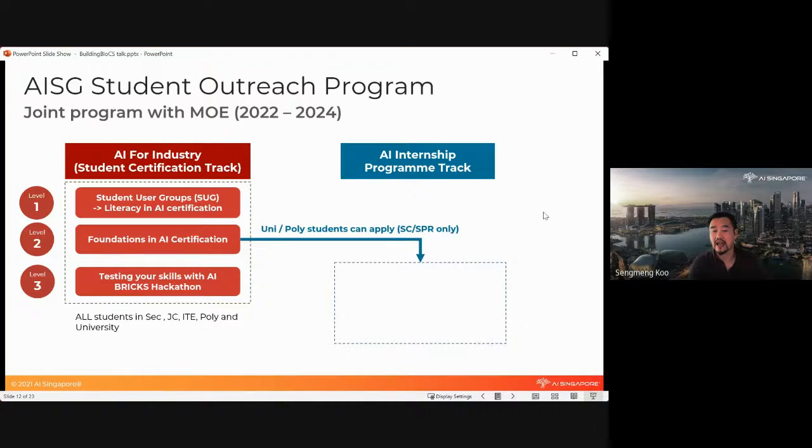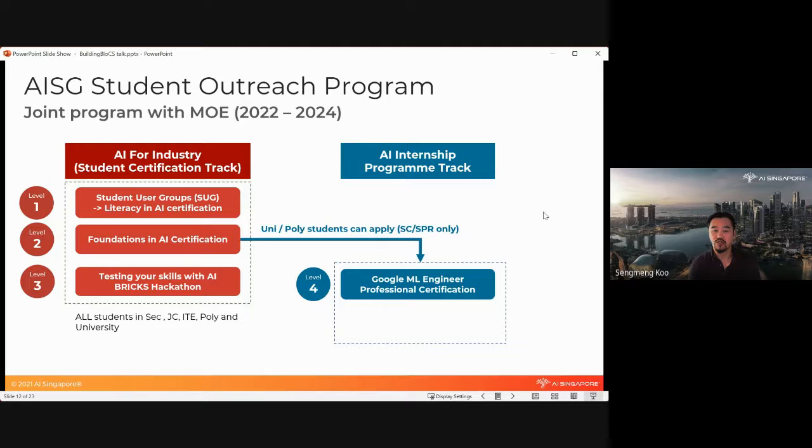For those of you who may be involved in the Uni Poly side, they can switch over to the AI internship track. Now, there is a reason why we don't open up the AI internship track to JC or secondary school students, is because as we move forward, those who completed level 2 can go to level 4, and we give them resources to obtain learning resources and as well pay for their first attempt for Google Machine Learning Professional certification. This is a global certification recognized by everybody worldwide.